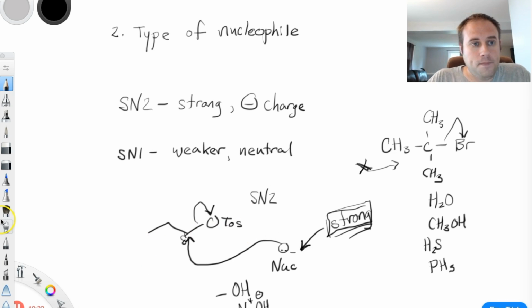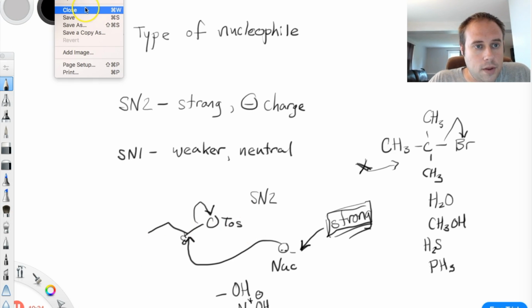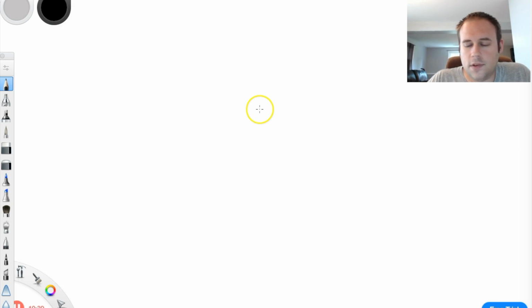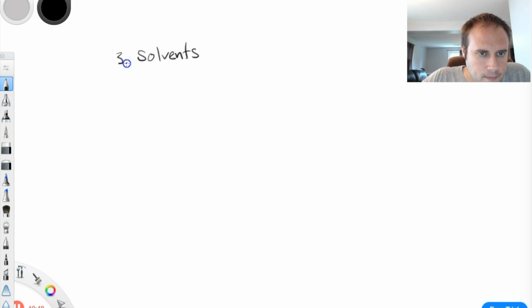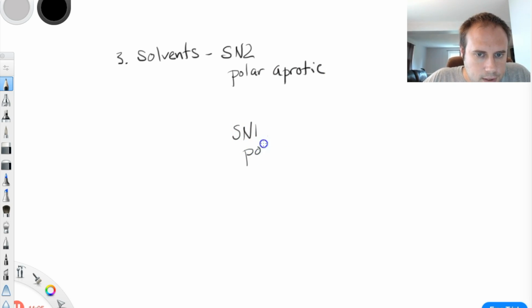All right, and then the next thing after the nucleophile is going to be the solvent. So when we start talking about solvents, okay, this is number 3 on our list. The SN2 is going to favor polar aprotic solvents, and the SN1 is going to favor polar protic solvents.